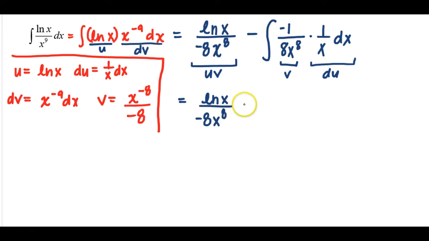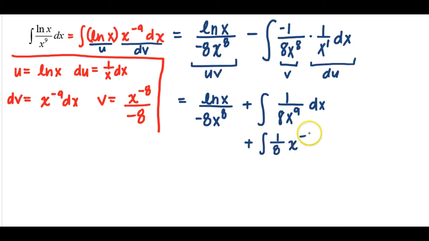And there's a minus here and a minus here, so I'm going to write this as plus the integral of 1 over 8x to the 9th. So here on the bottom, if I multiply these, I would add their exponents. So I have 1 over 8x to the 9th dx. So now, again, the x to the 9th can be rewritten as x to the negative 9. So this is plus the integral. I'm going to write this as 1 over 8 x to the negative 9 dx.